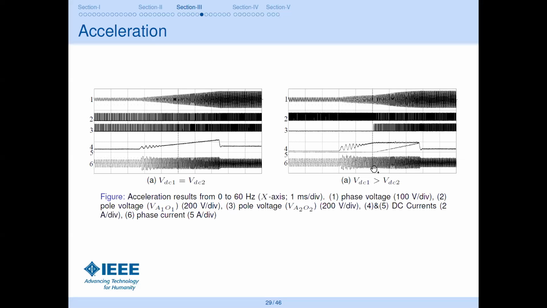But when you accelerate from 0 to high speed and the voltages are unequal, you can see that for lower speeds, all the power is being fed from inverter 1. And inverter 2 will only come into action when your modulation index and speed are increasing. So you can do proper power control by doing this.